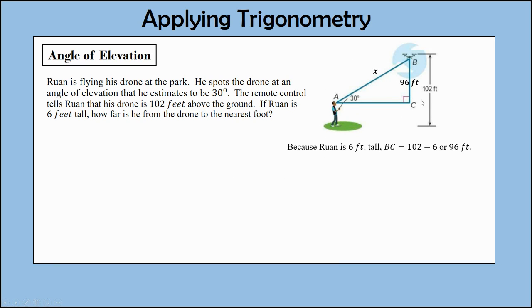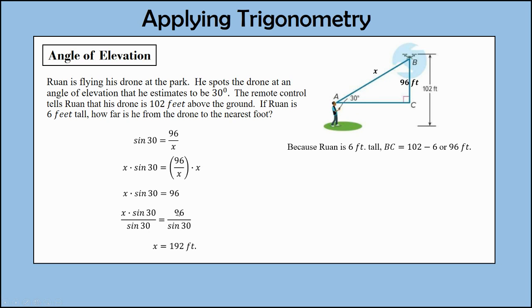Okay, now if we use the information we're given here to find x, I would use sine: opposite over hypotenuse. So that's sine of 30 equals 96 over x. We would multiply both sides by x to cancel that x out in the denominator. That would give us x times the sine of 30 is 96. Solve for x now: divide each side by sine of 30. Okay, and 96 divided by the sine of 30 comes out to be 192 on the nose. So the distance from him to his drone, that's 192 feet.